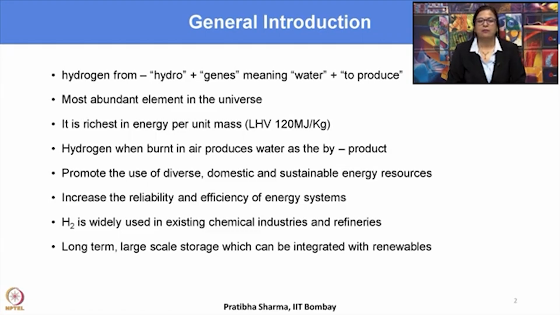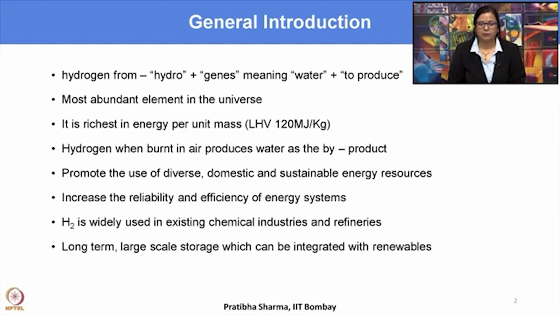Hydrogen is a versatile fuel. It can be produced from a wide variety of sources, from whatever local feedstock is available, and thus it can promote the use of diverse domestic and sustainable energy resources. With the local feedstock available, we can produce hydrogen and then utilize it for various applications, and thus we can reduce our dependence on fossil fuels and on the imports of fossil fuel.